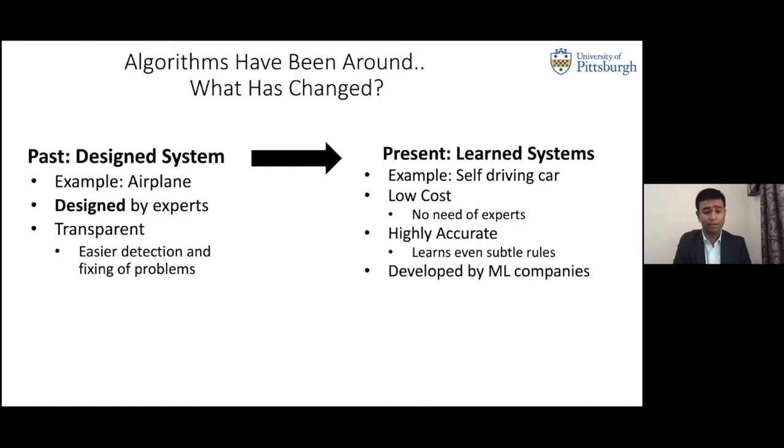black box algorithms. And you will also notice that most of the self-driving cars are being developed by machine learning companies rather than the automobile companies. This is because you don't need to be a domain expert to develop through this machine learning approach or learned system approach. The dark side is that these algorithms tend to be black box algorithms. And all these neural nets or random forests, whatever you talk about, these are all black box algorithms, but they are highly accurate.